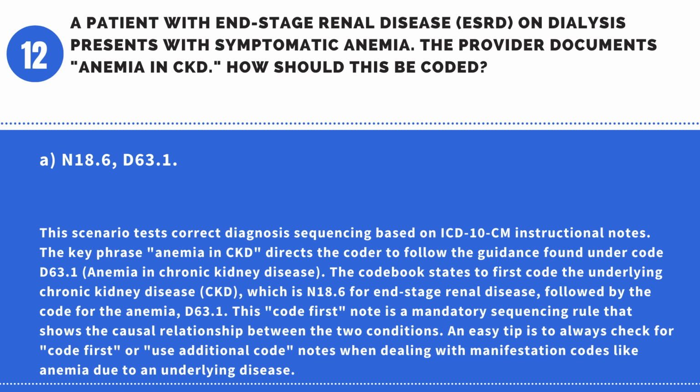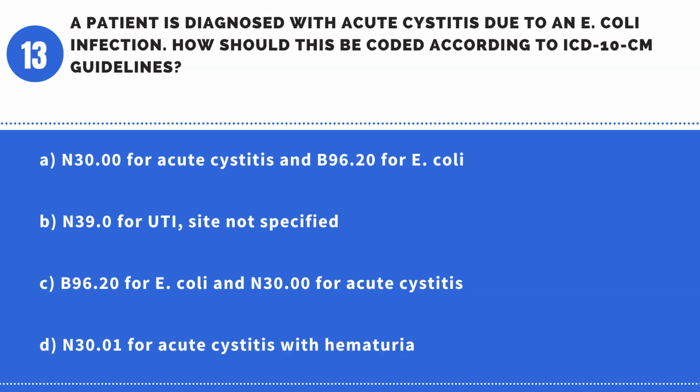This code first note is a mandatory sequencing rule that shows the causal relationship between the two conditions. An easy tip is to always check for code first or use additional code notes when dealing with manifestation codes like anemia due to an underlying disease. Question 13. A patient is diagnosed with acute cystitis due to an E. coli infection. How should this be coded according to ICD-10-CM guidelines?